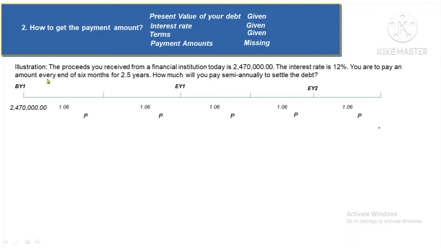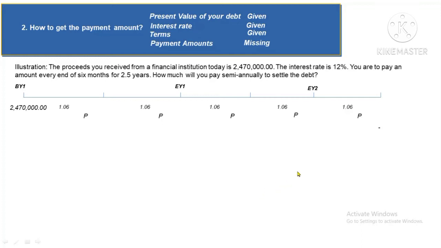So if we're going to simplify the problem, it's as if it's telling you: if your liability is 2,470 and it will grow at 6% every 6 months, how much will you pay so that your liability will be fully satisfied at the end of 2.5 years? Again, we can't get the answer using the timeline, so we are going to use the formulas. But first, let's go back to the formulas that we've learned a while ago.